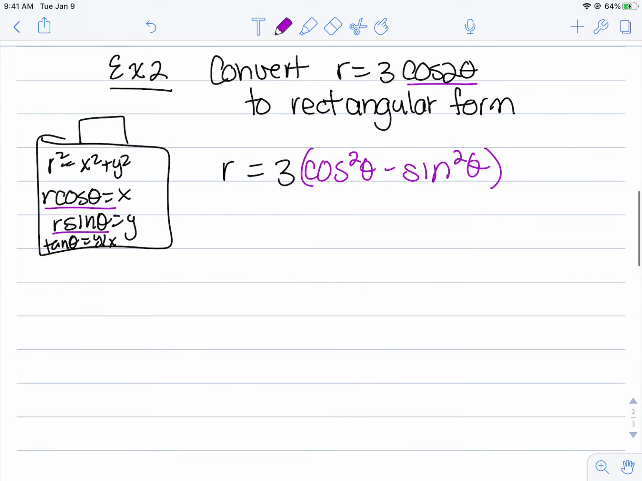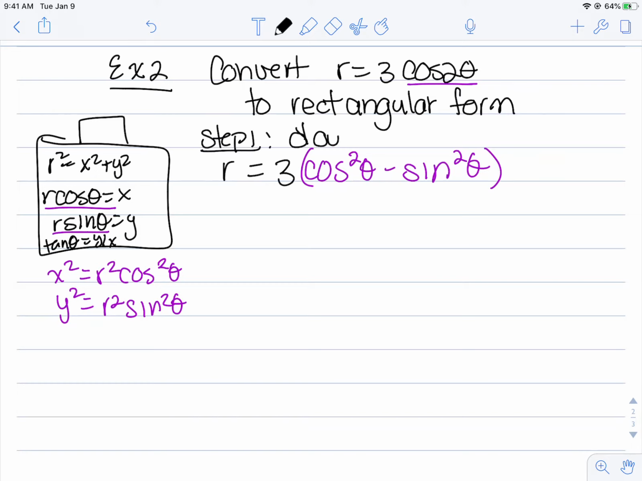Okay, and if you want to add to your toolbox, it's true that if x equals r cosine theta, then x squared is equal to r squared cosine square theta. And y squared equals r squared sine square theta. That's just multiplication. That is something that we already know. You don't have to add it to your toolbox, but these are facts. So what's missing then? So step 1, I use my double angle formula to get everything in terms of cosine theta and not cosine 2 theta.